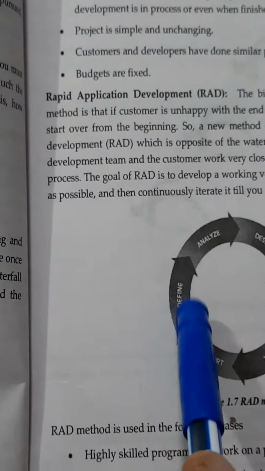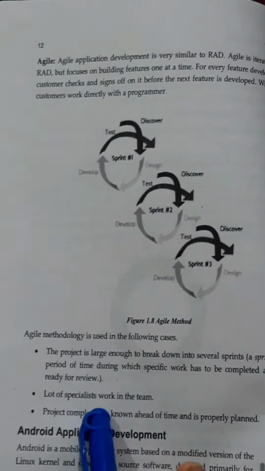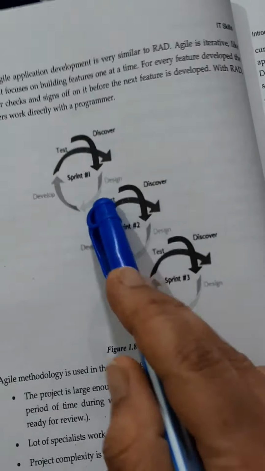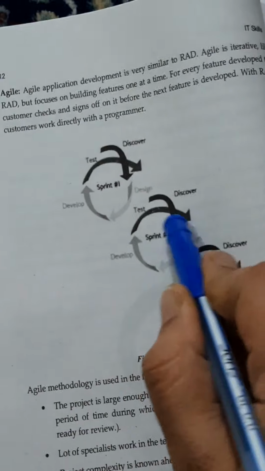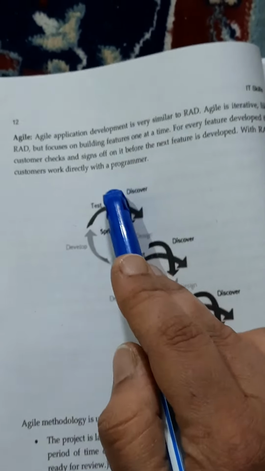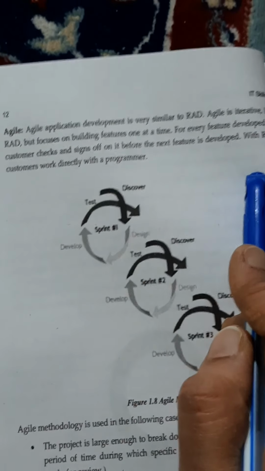And next comes the rapid application method. Before rapid application, I will tell you what the agile method is. Then I'll come to rapid application. Agile method is used for very big applications. So what you'll do here is, you'll divide that application into small segments called sprints. Now, once the developer develops one sprint, he will cross-check it with the customer to see if he is okay with that.